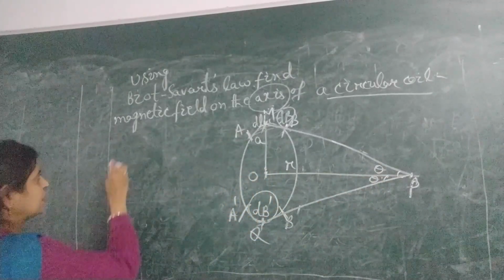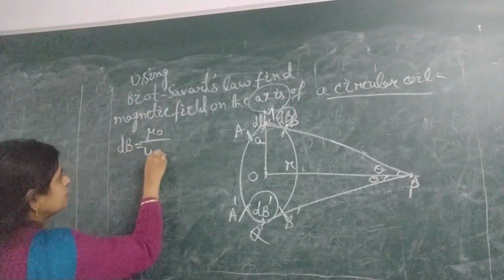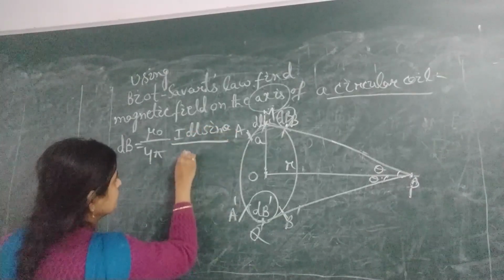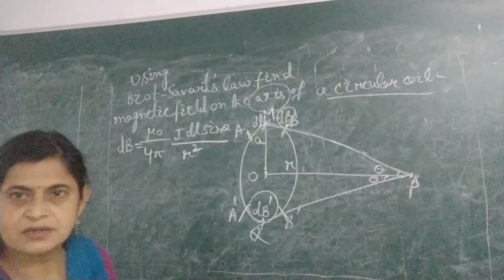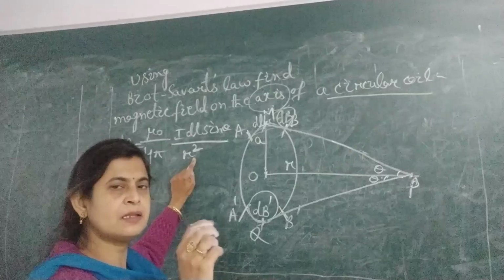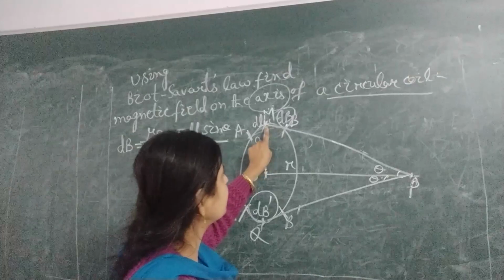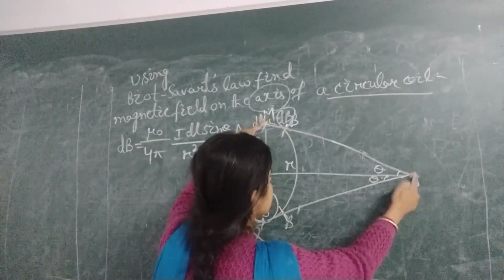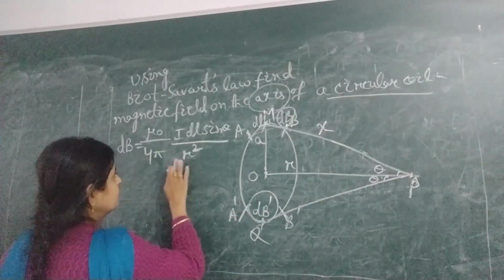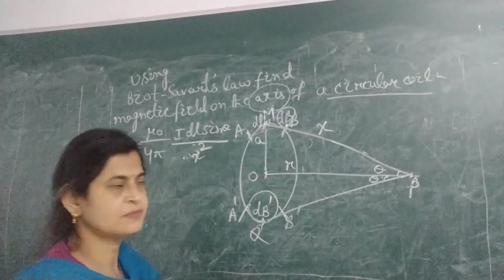Now, according to Biot-Savart's law, dB is equal to mu naught by 4 pi I dl sin theta divided by r square, where r is the distance between the point of observation and the center of the small element. So instead of r, we can write this distance, which is denoted by x. So instead of r, we write x square. Clear?